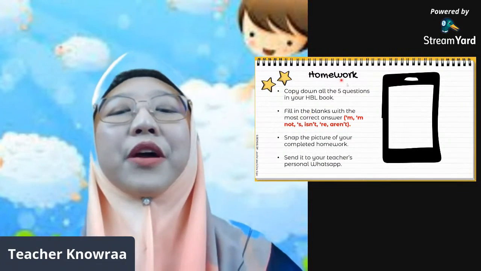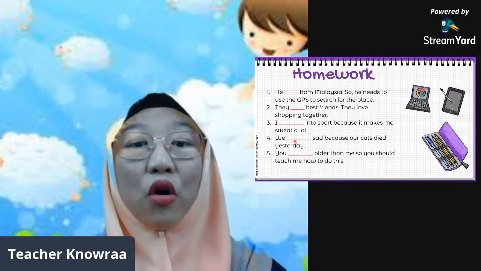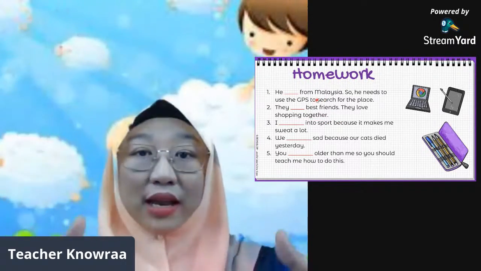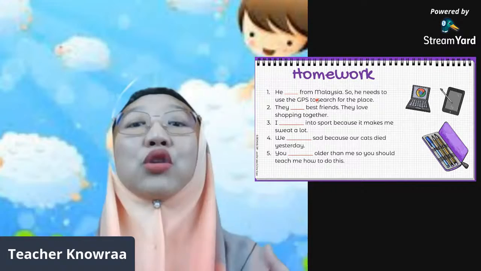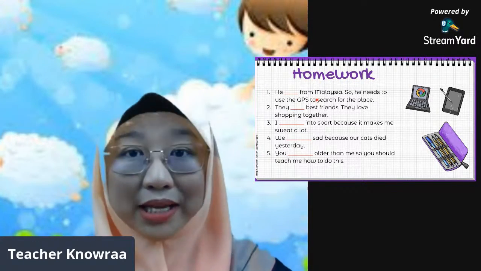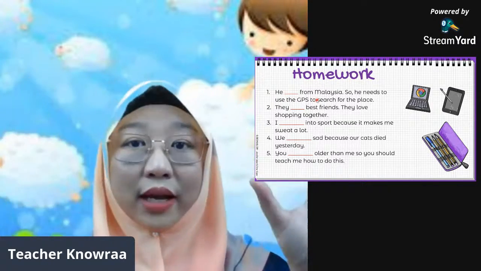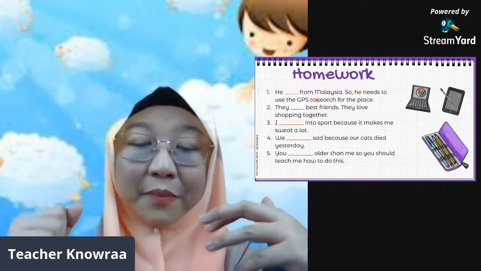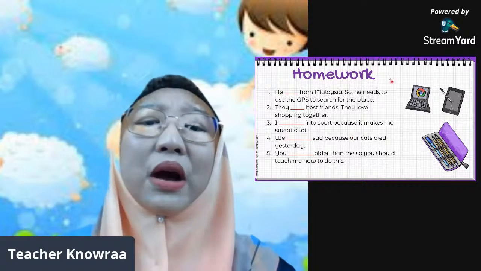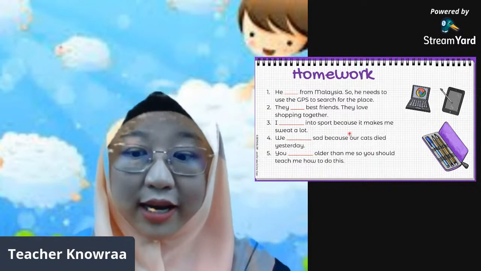Copy down all the 5 questions in your HBL book. Salin semua soalan ni, all these 5 questions in your HBL book. Buku tulis yang teacher bagi tahu minggu lepas. Write today's day and date, Wednesday, 3rd February. Tulis hari ni punya hari dengan tarikh. And copy down all the questions. Salin semua 5 soalan ni.